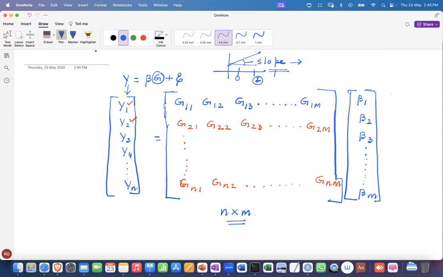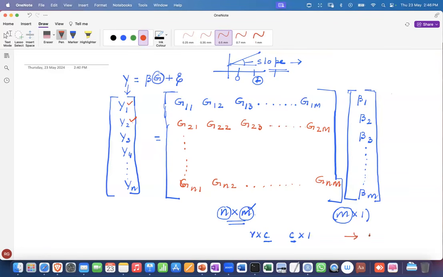When I say N is the number of rows, M is the number of columns. And what is the size of this one? M into 1. So if you want to effectively multiply two matrices, the number of columns of the matrix to be multiplied first should be equal to the number of rows of this. So that's how, if you say R into C should be equal to C into 1, right? So these two should be the same.